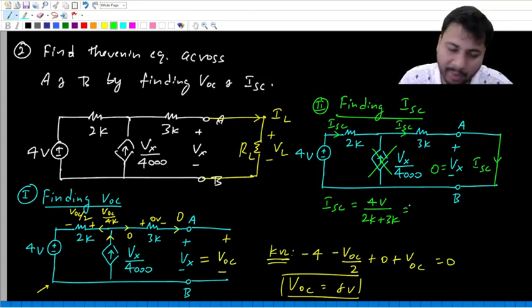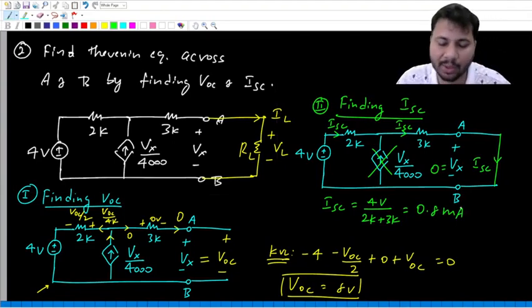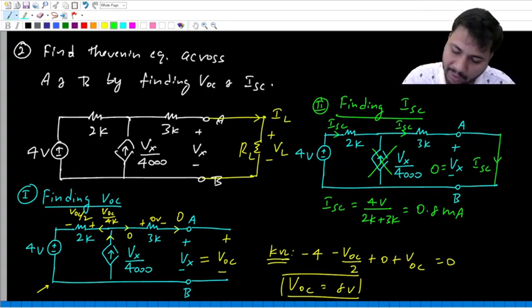Yes, 4 volts by 5K. 4 by 5 is what? 0.8 milliamps. That is the value of ISC. But the question is what? To find the Thevenin equivalent, right? Finding the Thevenin equivalent means what? Ultimately, you should write the values of VTH and RTH.